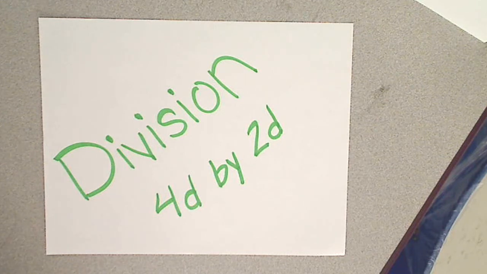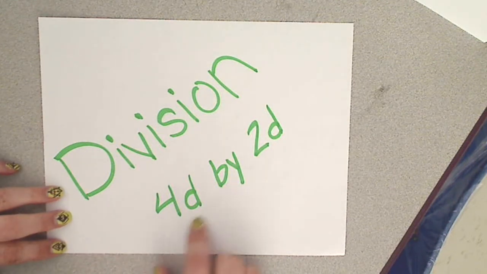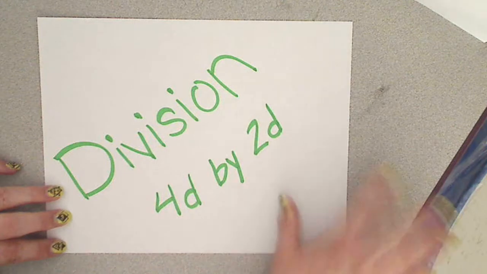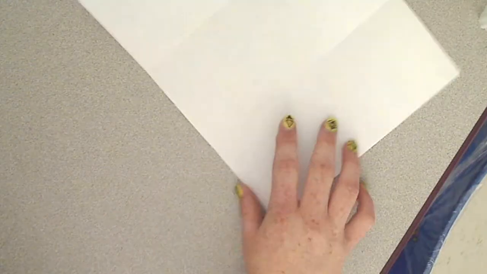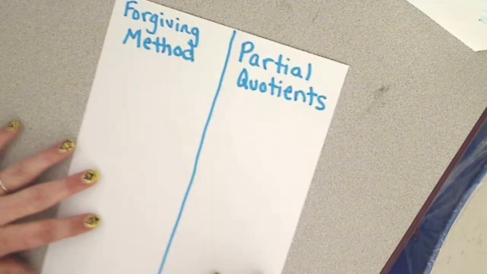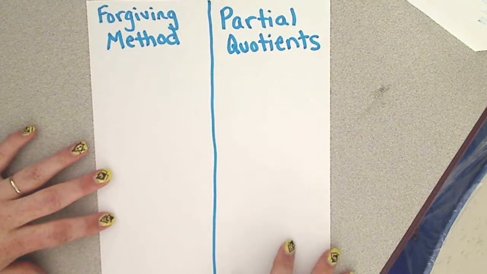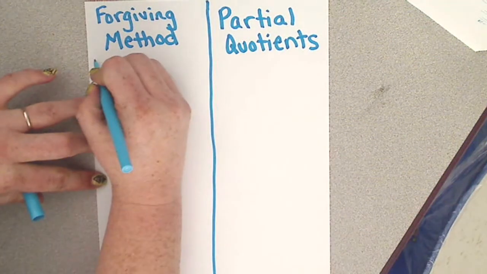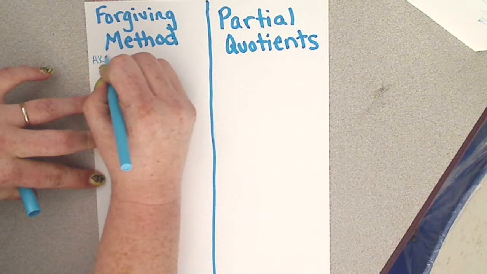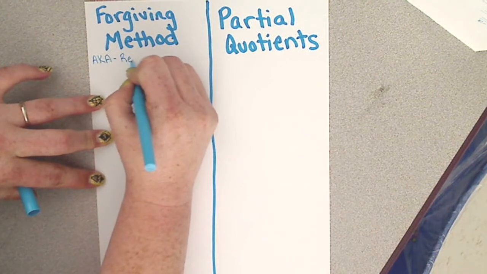So we're going to talk about three strategies. One strategy of which kind of comes with a second part. And your students need to be able to understand 4-digit by 2-digit. So let's get going. All right. Our first strategy today is one that they should know. It's called the forgiving method, or also known as, so I'm just going to put a little AKA, repeated subtraction.